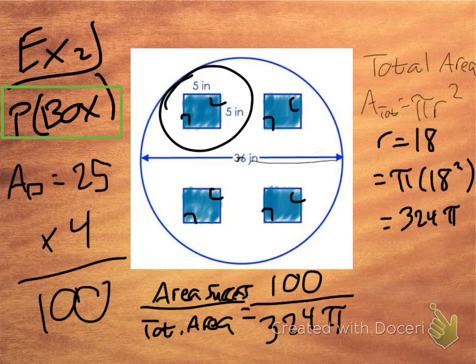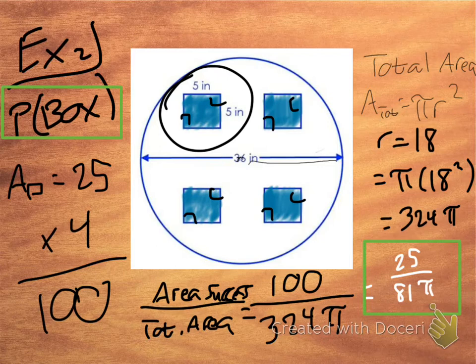Now, on the test, you're going to need to simplify your answer. Each of these can be divided by 4, and we would end up with 25 over 81 pi. And that would be your final answer there.